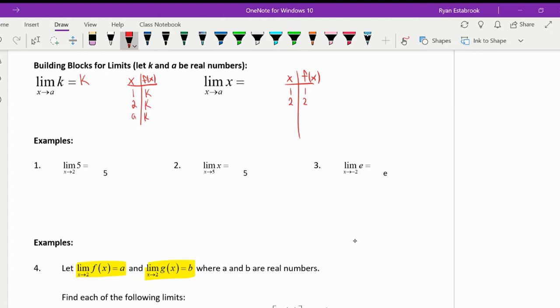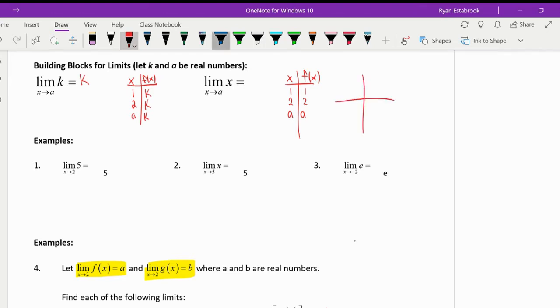So if I plug a in for x, I get a y value of a. If I plug in something slightly less than a, I get something slightly less than a for y. If I plug in an x value slightly greater than a, I get a y value slightly greater than a.